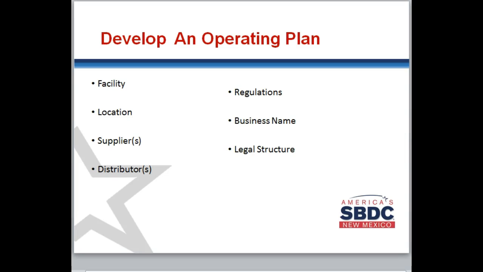Some of the components of an operating plan are listed. Let's look at each of them, including choosing a facility, a location, suppliers, distributors, regulations, the business name, and legal structure.